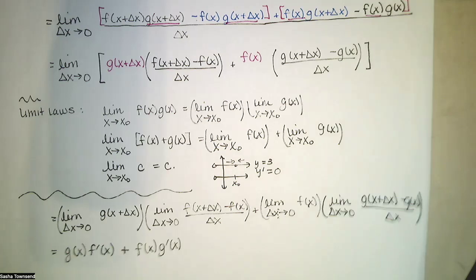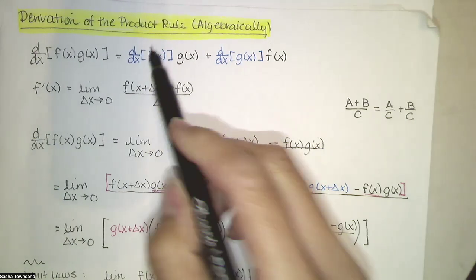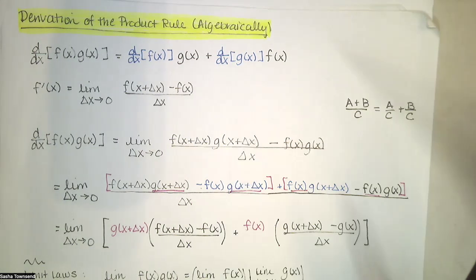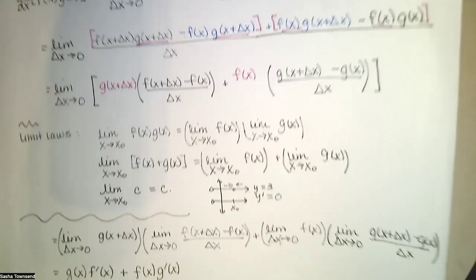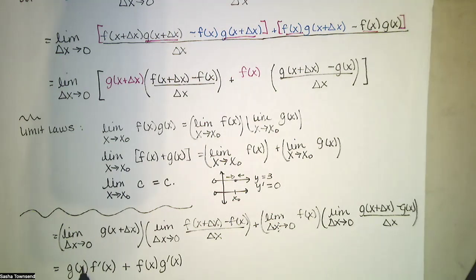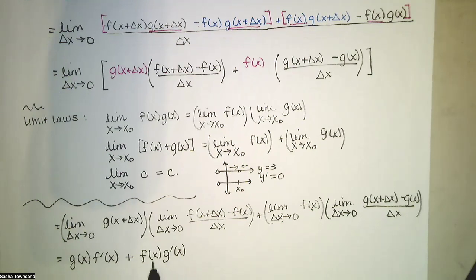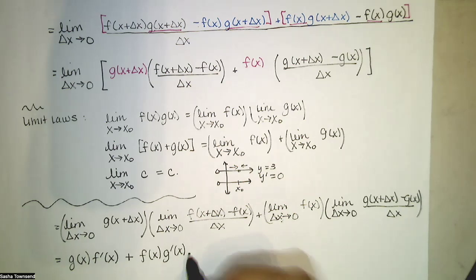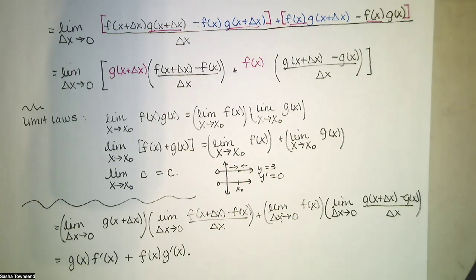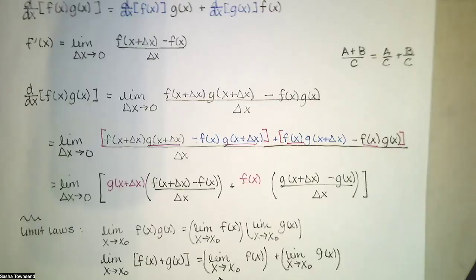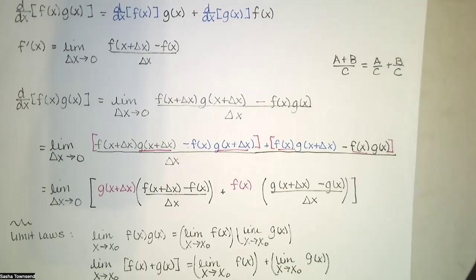So I said that the derivative of a product is the derivative of the first times the second plus the derivative of the second times the first. So this is the derivative of the first times the second plus the derivative of the second times the first. The order is a little different, but multiplication is commutative, so we know that that's okay. So that's the idea. It's actually relatively simple.